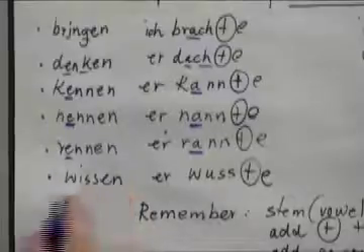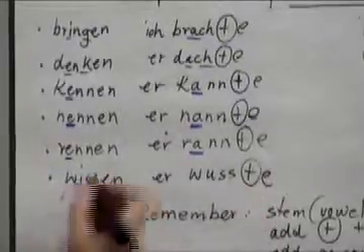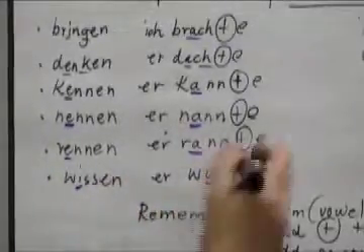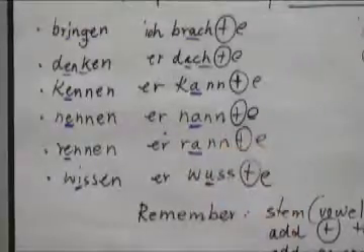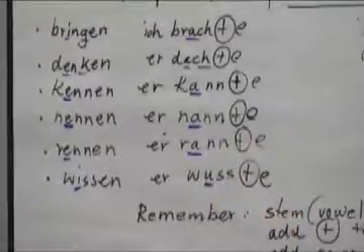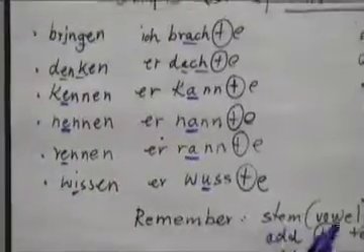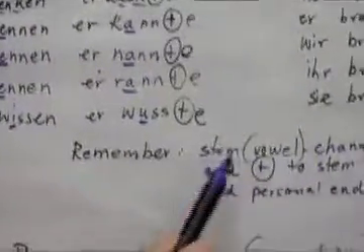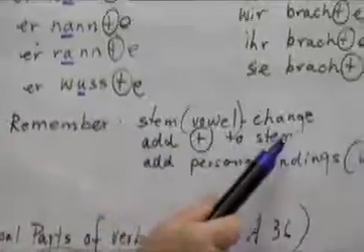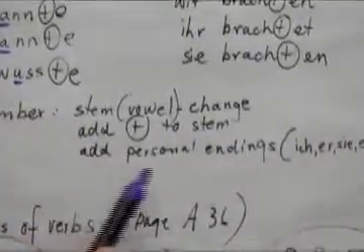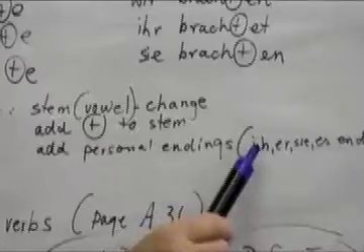Wissen, to know a fact. Wusste, I changes to U. And then we have the T denoting simple past tense. So you have to remember that these mixed verbs have a vowel change. They add a T to the stem, and they add personal endings. So ich, sie, es would end in E.